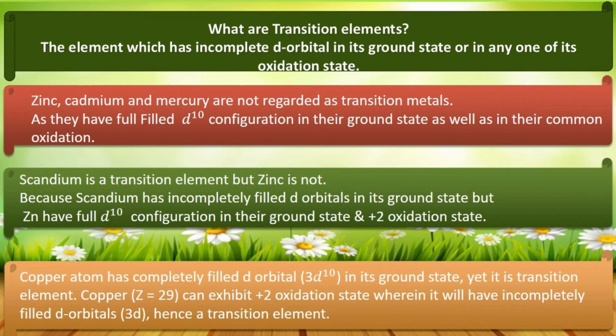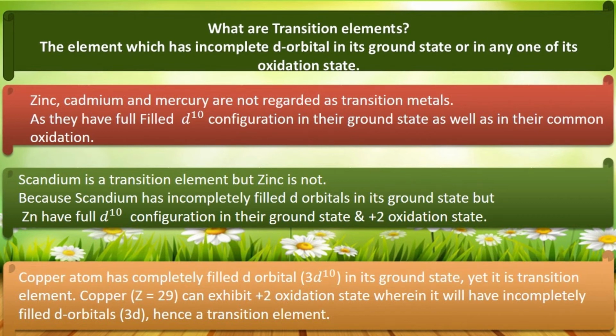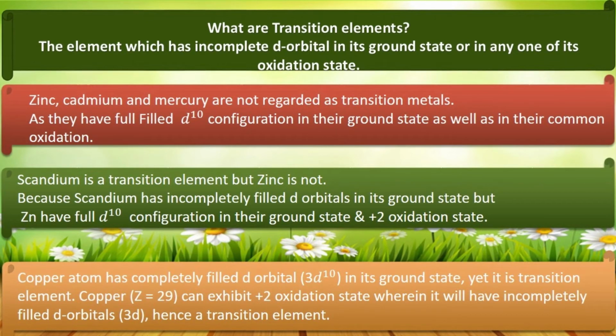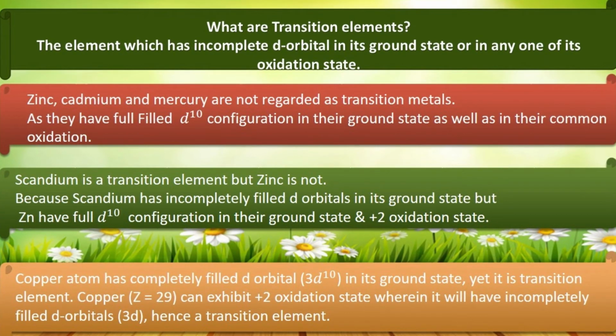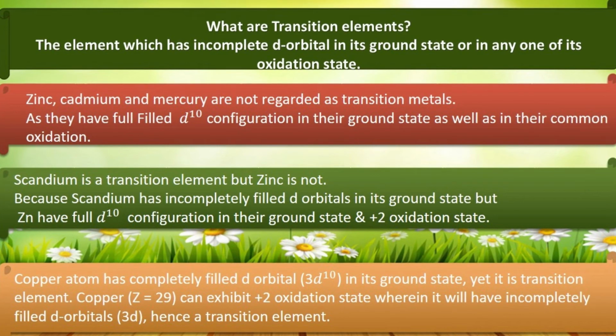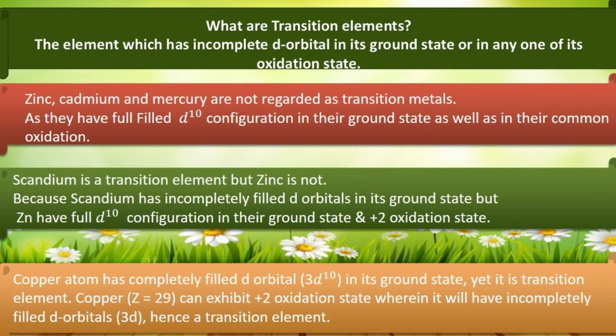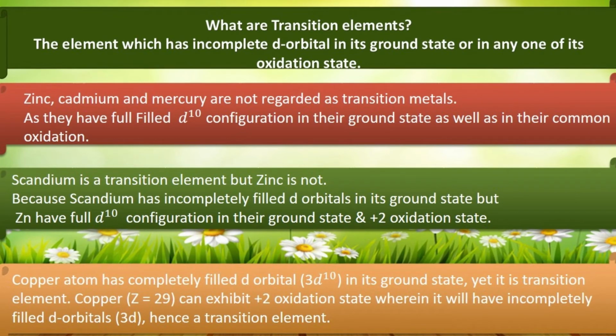The next question is, why are zinc, cadmium and mercury not regarded as transition elements? If you take zinc, cadmium and mercury, they are placed in group 12 of D-block elements, and they have completely filled d10 configuration in their ground state as well as in their common oxidation state. So they do not have incomplete d orbitals in the ground state or in any one of the oxidation states. So they are not considered as transition elements.